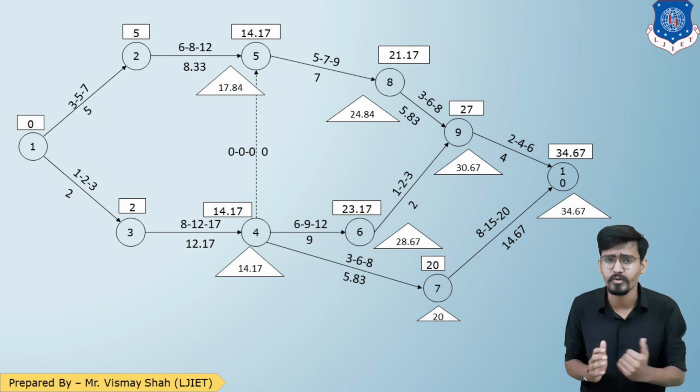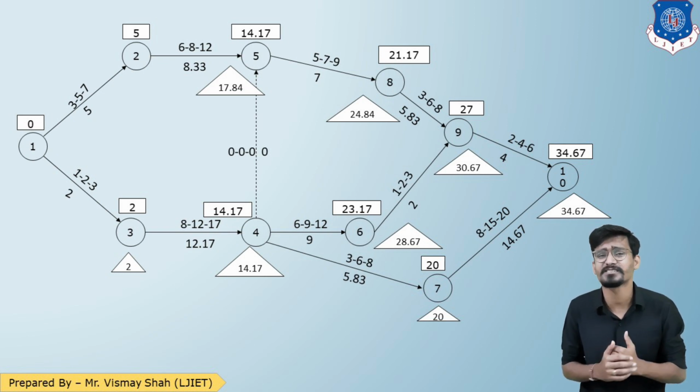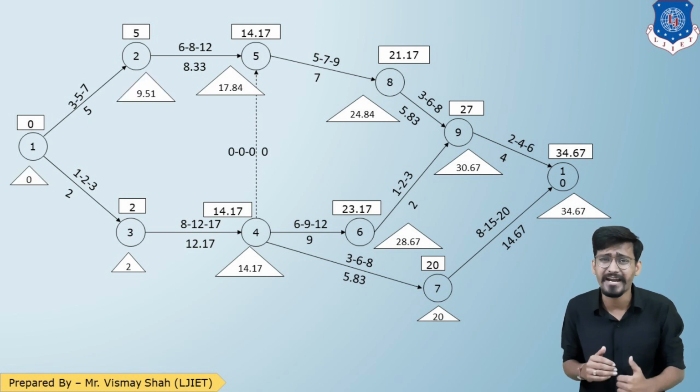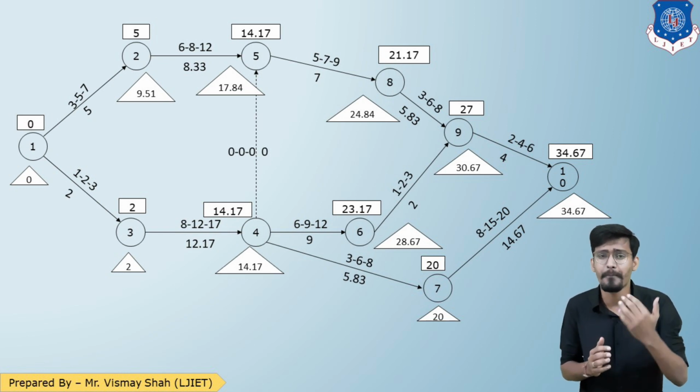Now let us do it for event number 3. We have only one path, 4 to 3. 14.17 minus 2, 12.17. Now let us talk about event number 2. For event number 2, 17.84 minus 8.83, that is 9.01. And now for event number 1, 2 minus 2, 0. And 9.01 minus 5, that is 4 point something. So 4 point something and 0, the minimum is 0. So we'll come back to 0.